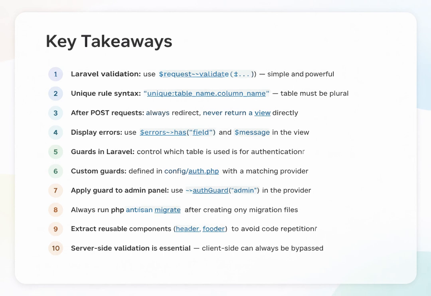Fifth, Laravel guards control which database table is used for authentication. Sixth, you can create custom guards in config/auth.php and link them to custom providers and models. Seventh, apply the guard to your admin panel using the authGuard method. Eighth, never forget to run your migrations. Ninth, extract headers and footers into reusable components. And tenth, always validate on the server side, because client-side validation is just a convenience, not a security measure. These are the building blocks of a solid, secure Laravel application.